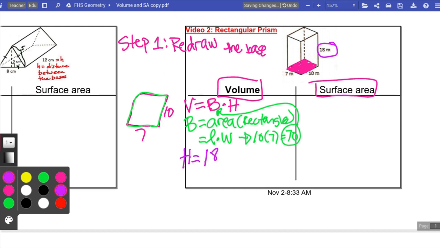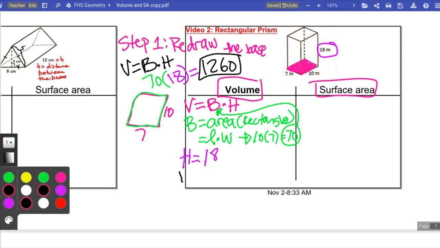Now let's plug it into the formula. V equals big B times big H. Big B was 70 times big H, the height of the prism, which is 18. Therefore, the answer is, come on, my calculator, let's get to work. 70 times 18, I get 1260. Volume check.